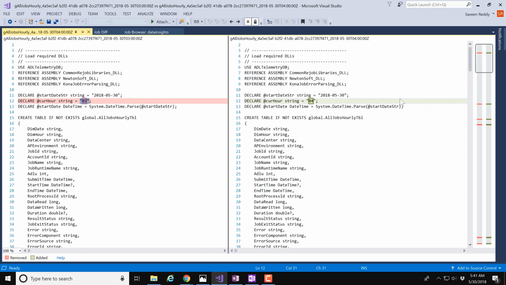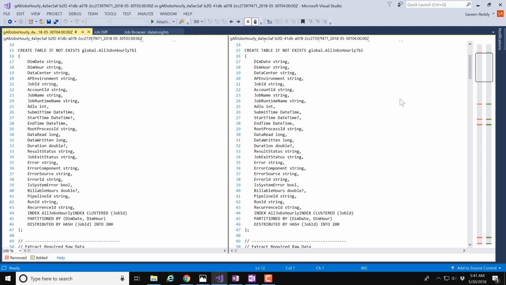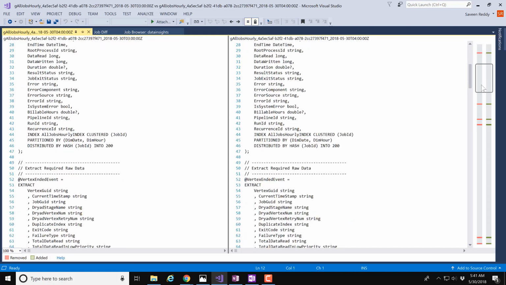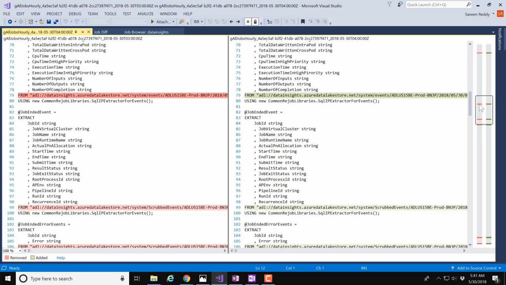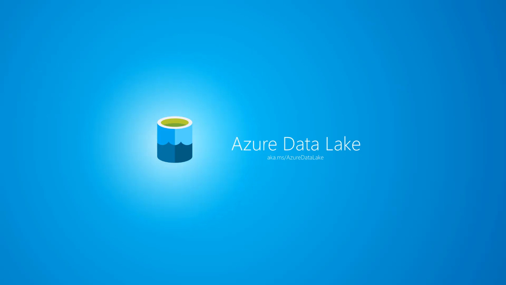So there you have it. This is the job comparison feature, a very useful feature whenever you're trying to debug why two jobs might have behaved differently. Very often it's because the script is different, or the input data size is different, or the number of files is different. And this provides you a very easy way of seeing that fast.